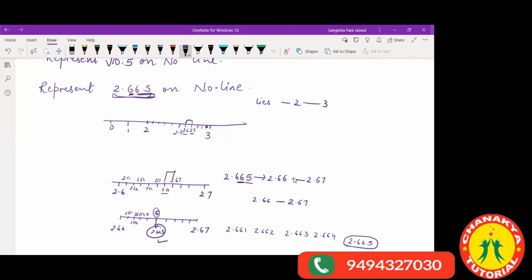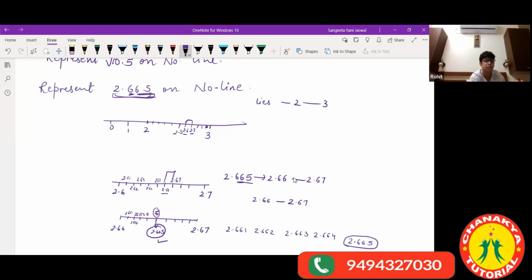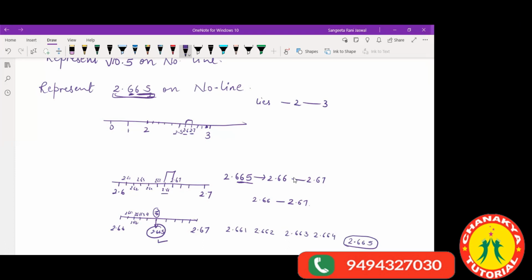Okay, you got it? So this was 2.661, 2.662, 2.663, 2.664, 2.665. So this is my final number, and it lies between 2.66 and 2.67. But all this lies between 2 and 3. Got it? I hope you have understood this, children.